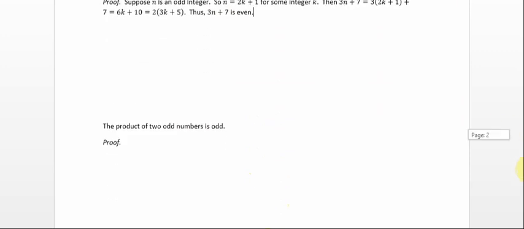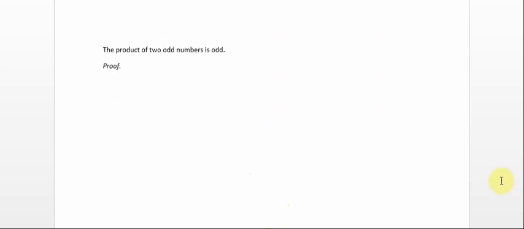Okay, here's another one. Again, using odd and even, in this case odd. The product of two odd numbers is odd. Okay, so we want to prove that the product of two odd numbers is odd. So this one is a little bit tricky to identify hypothesis and conclusion. I think the hypothesis here is that we have two numbers that are odd.